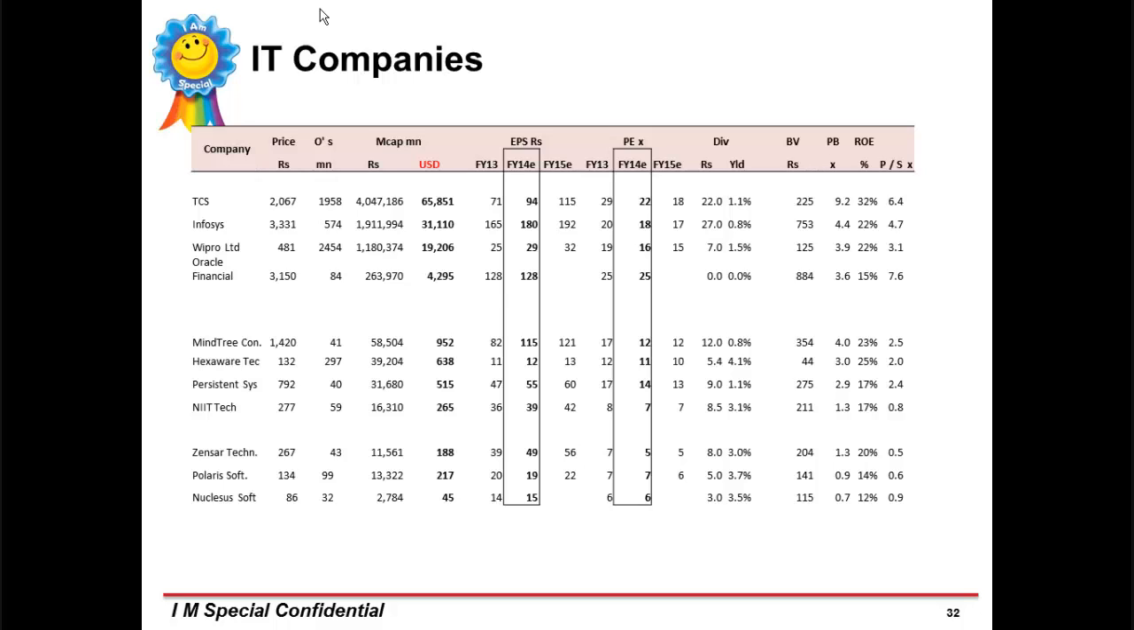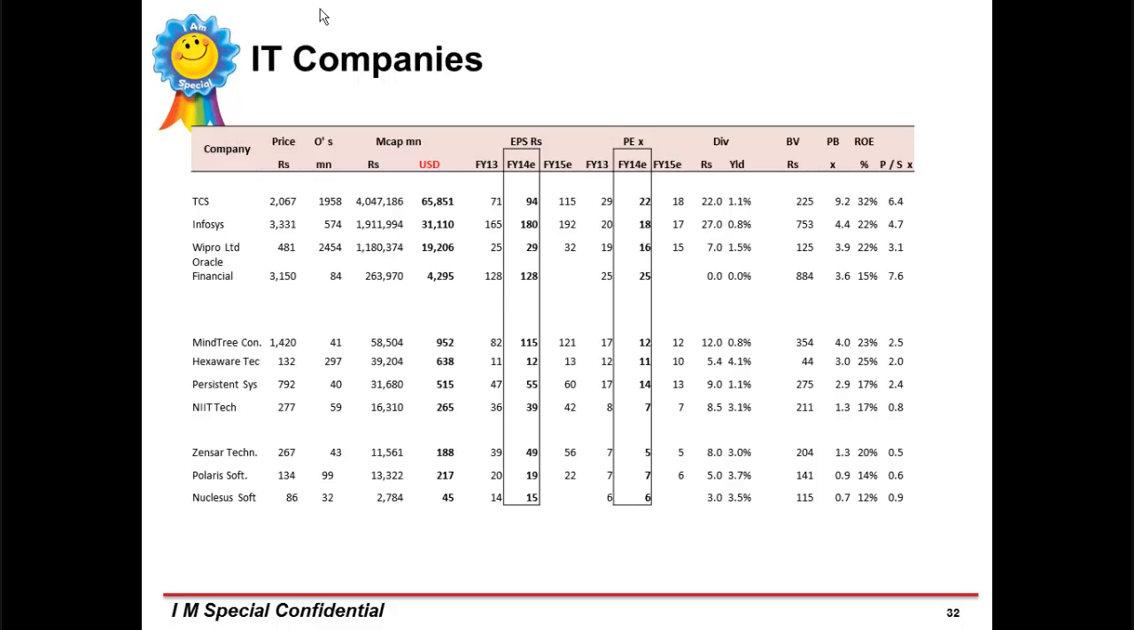Similarly, PE, which is your price divided by EPS. Then dividend, the dividend which they paid last year, FY13. Book value, price to book, return on equity, and price to sale. So I will take one example so it's very clear to all of us.